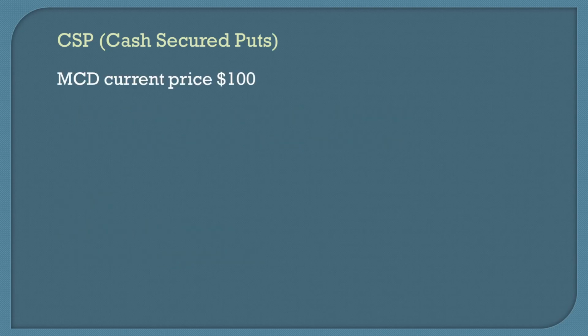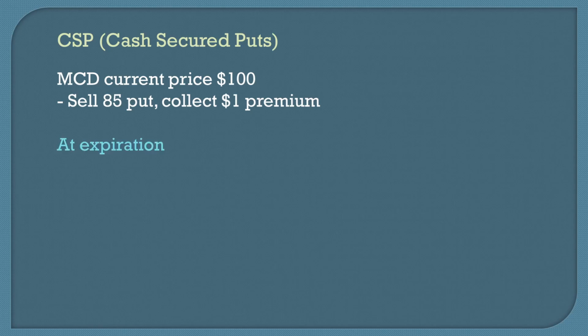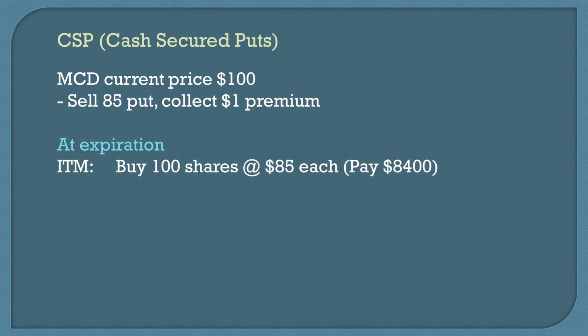Here's a simple example to understand CSP better. Let's look at McDonald's and we assume that the current price of McDonald's is $100. To use the CSP on McDonald's, we sell an out of the money put, which we select to be $85 in this case, and let's say we collected a $1 premium for selling this put option. Now at expiration, two things can happen. McDonald's could go below $85 and the 85 put that we sold becomes in the money, so we have to buy 100 shares at $85 each. But in total, we only pay $8,400 as we collected $100 from selling the put.